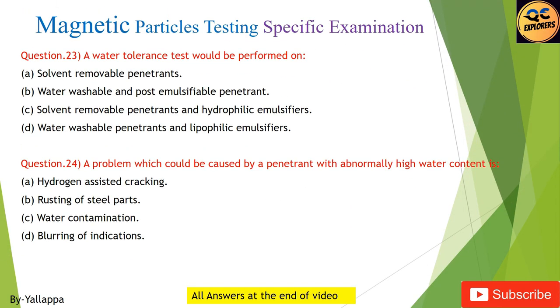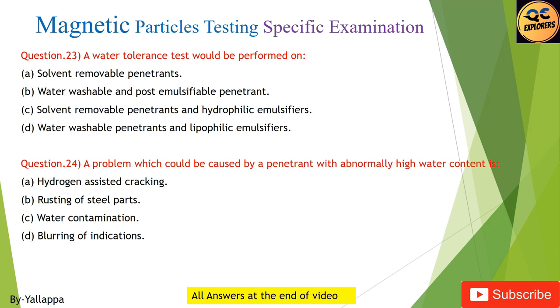Question point 23. A water tolerance test would be performed on solvent removable penetrants; water washable and post-emulsifiable penetrant; solvent removable penetrants and hydrophilic emulsifiers; water washable penetrants and lipophilic emulsifiers.